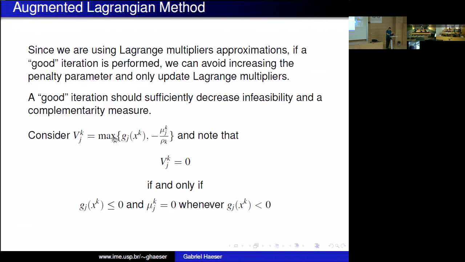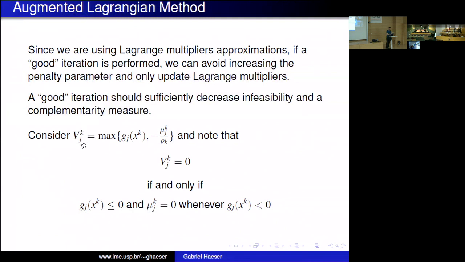Okay, if I compute this value, Vk, for every constraint j, I can see that this returns a non-negative value. And this is 0 if and only if the point is feasible with respect to inequality and complementarity holds with respect to this point. Okay, it's a simple calculation. You see what you get if this is 0, and you will see that this should hold. So this is how we measure inequality infeasibility and complementarity.